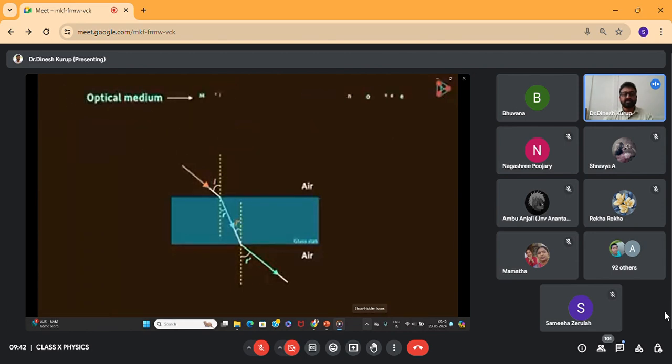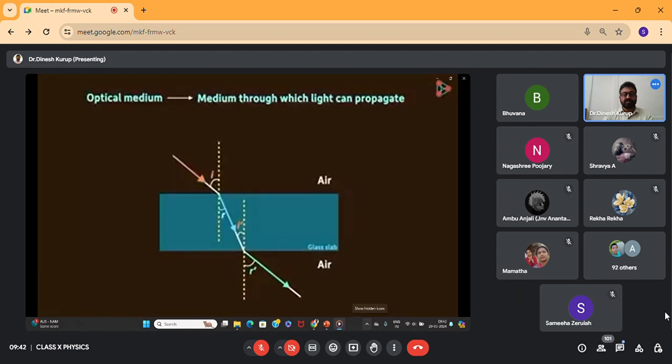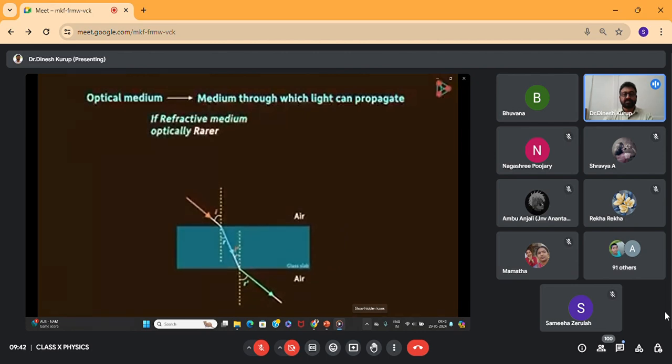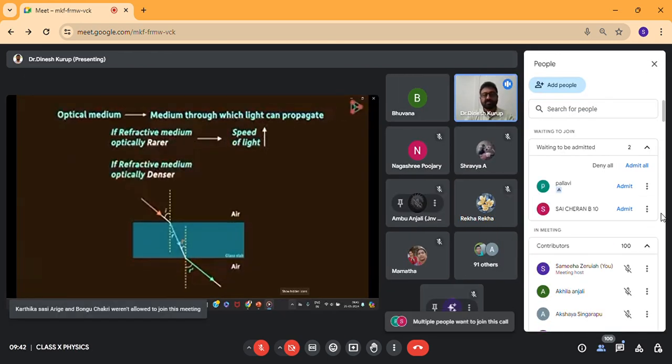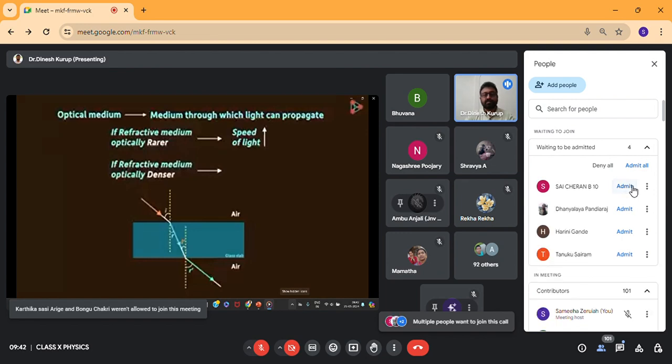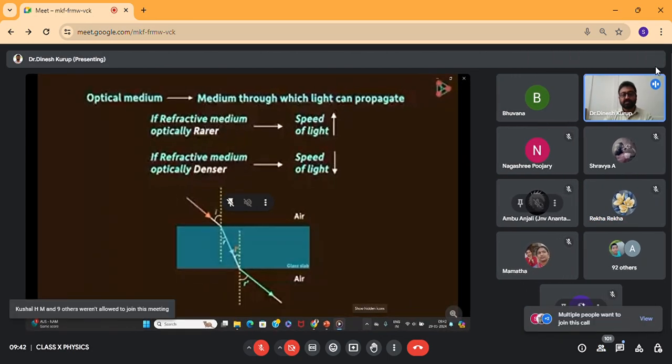An optical medium is a medium through which light can propagate. Since both air and glass are transparent, light can pass through them. So, both of them are optical mediums. What about rarer and denser? If the refractive medium is optically rarer compared to the incident medium, then the speed of light in it will be greater. And when the refractive medium is optically denser compared to the incident medium, the speed of light in it will be lesser. Note that in both cases, we are comparing the speed of light with the speed of light in the incident medium.